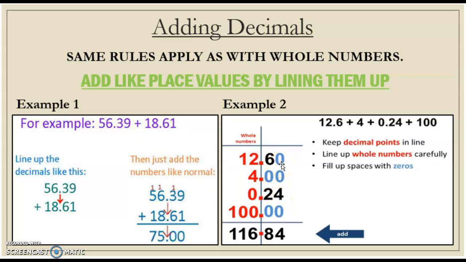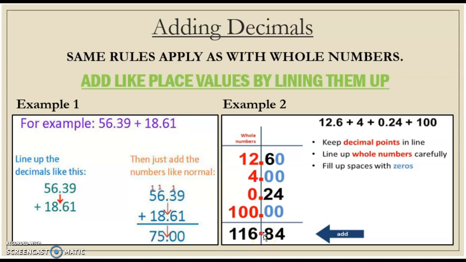Very, very important. So let's start adding the hundredths. 0 plus 0 plus 4 plus 0 is 4. 6 plus 0 plus 2 plus 0 is 8. 2 plus 4 plus 0 plus 0 is 6. And before we go on any further, make sure that you have brought down your decimal spot. If you don't, it is wrong.